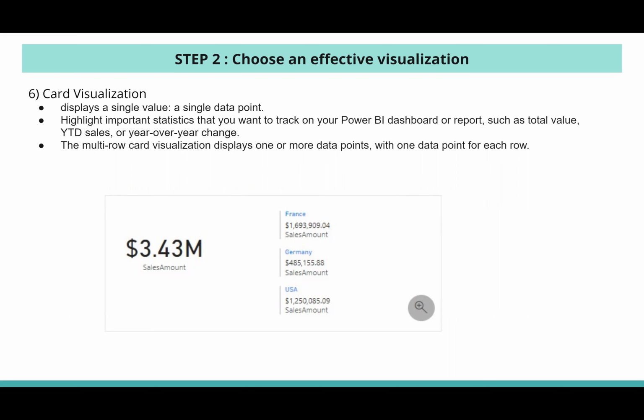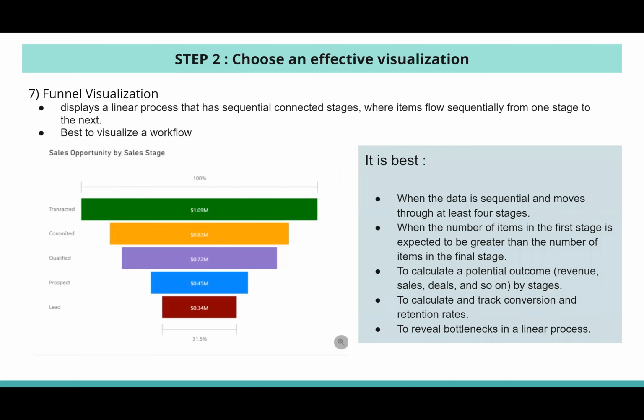Okay, so the next one is the funnel visualization. For me, this is very useful. This is the first time I see this particular visualization. It displays a linear process that has sequentially connected stages. So it could show the item flow sequentially from one stage to the next stage.